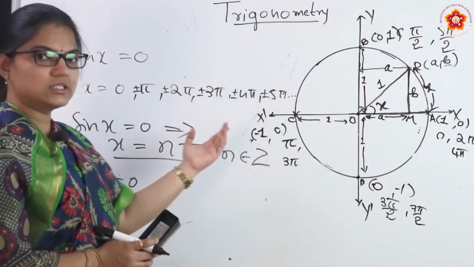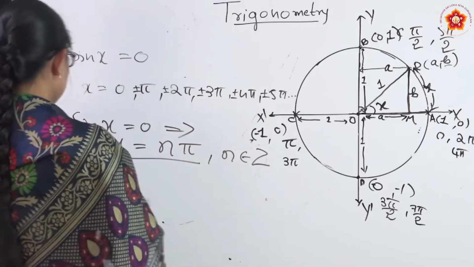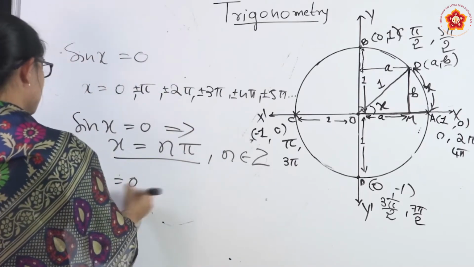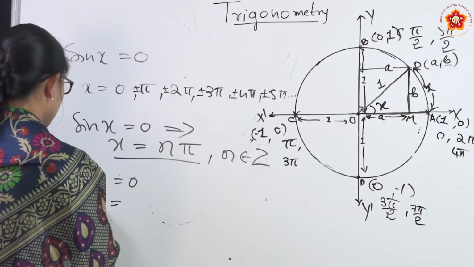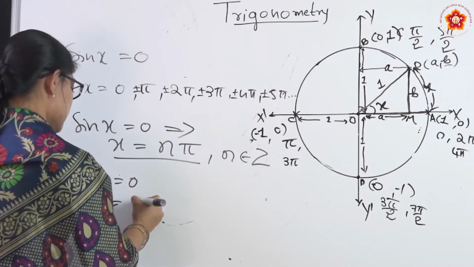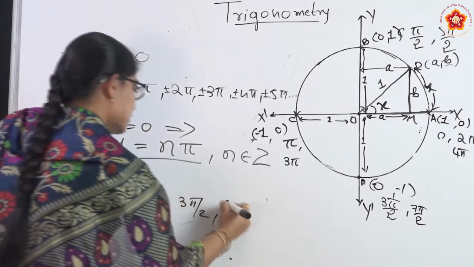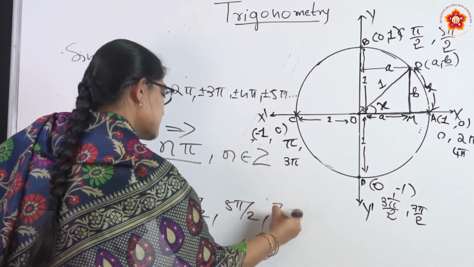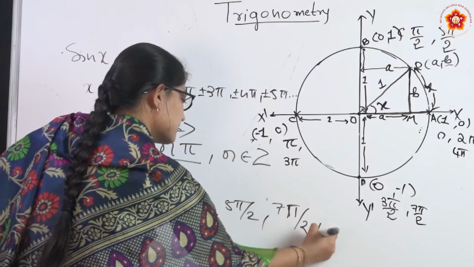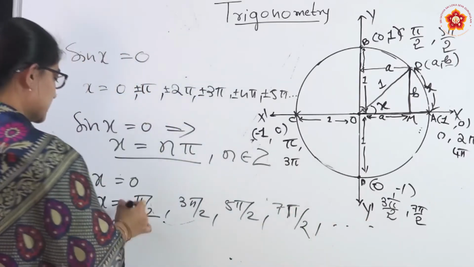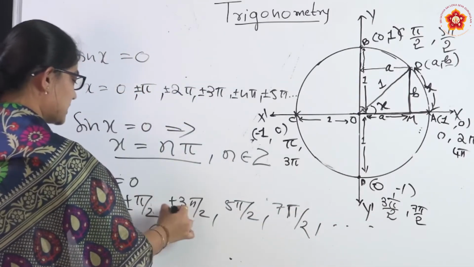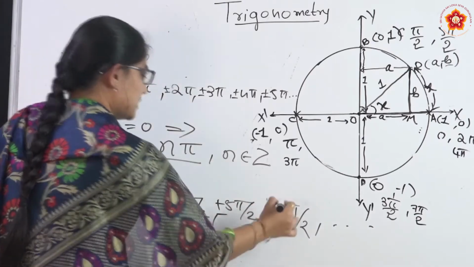And you can consider the negative angle also. So your cos x will be equal to 0 if x is equal to pi by 2, correct, 3 pi by 2, 5 pi by 2, 7 pi by 2, etc. correct. And you can consider the negative values also. So you can say plus or minus, correct.